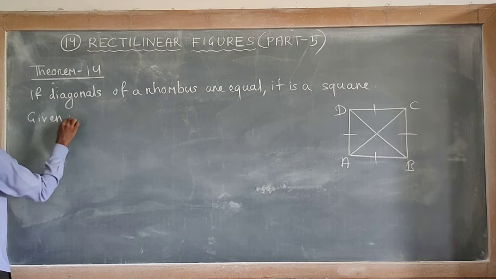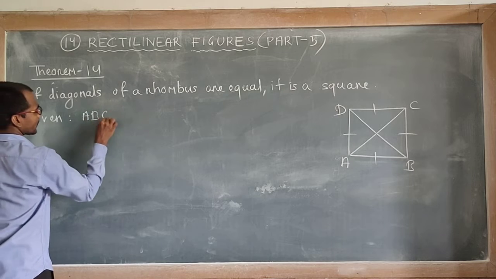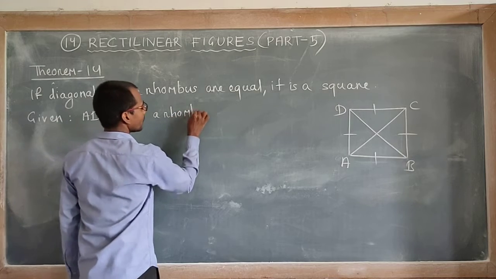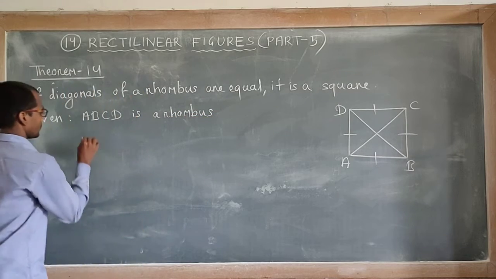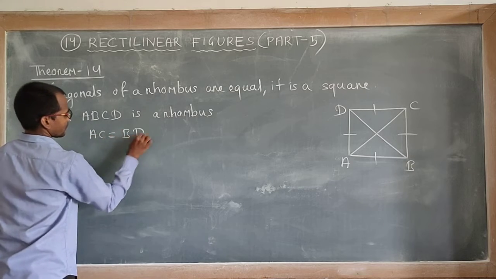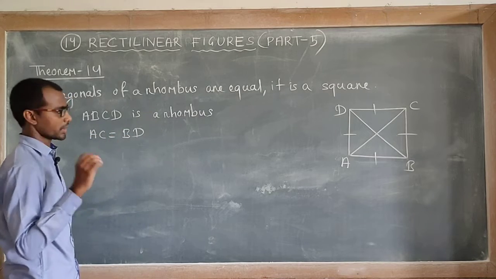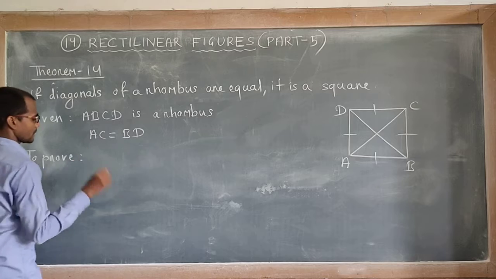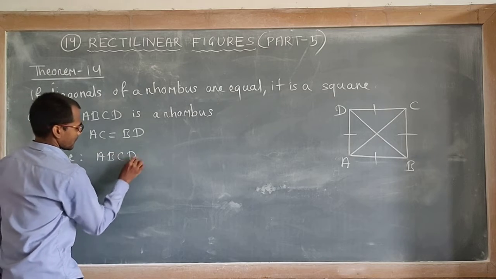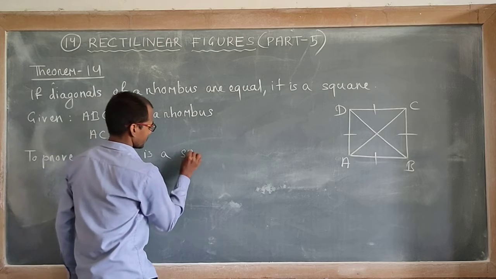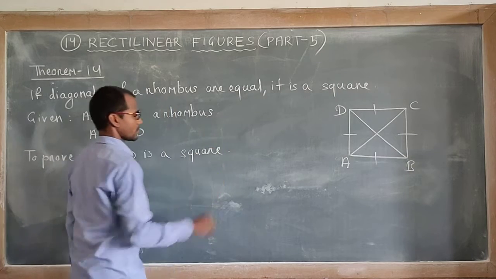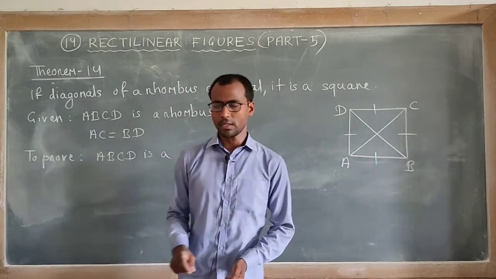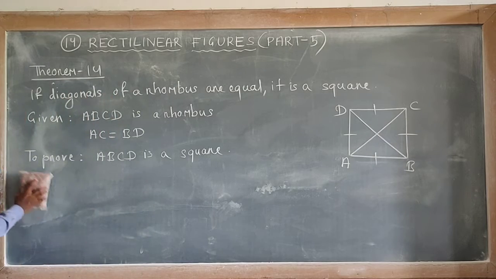Given: ABCD is a rhombus and AC is equal to BD. This is given. To prove: ABCD is a square. Okay, we are going to prove this. It is a rhombus, diagonals are equal. We will prove that it is a square. So let us go to the proof.